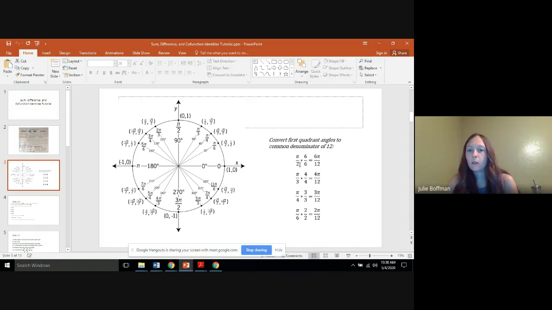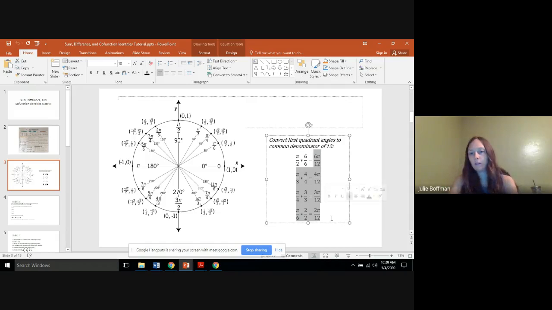So I take pi over 2, multiply by 6 on the top and bottom, and turn it into 6 pi over 12. Pi over 3, to get a common denominator of 12, would be 4 on the top and bottom, and get 4 pi over 12. Pi over 4, multiply by 3 on the top and bottom to get 3 pi over 12, and pi over 6 would be 2 over 2 to get 2 pi over 12. So now these are all your first quadrant angles with a denominator of 12. Now it's going to be easier to see, using these over 12 angles, which to add or subtract to equal pi over 12. So let me go to the next slide.